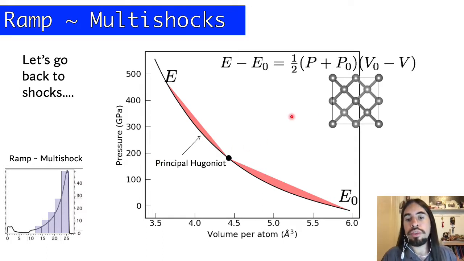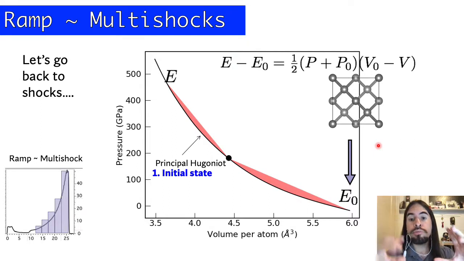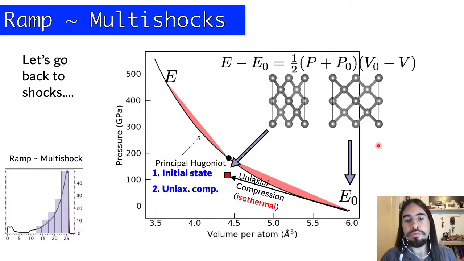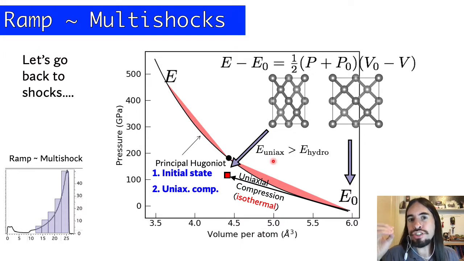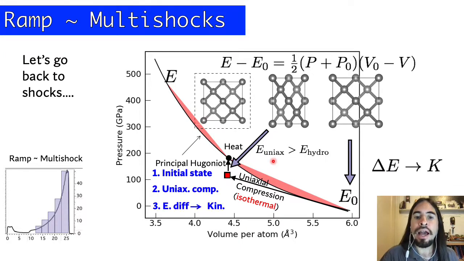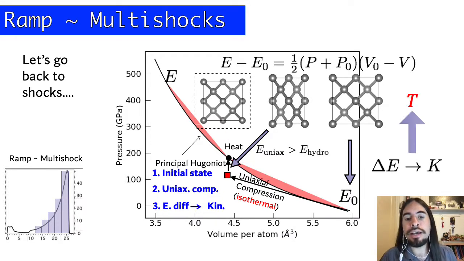We will start with a state of initial energy E0 that will be in hydrostatic equilibrium, and we will uniaxially compress the sample as the experiments do. So this uniaxially compressed state will always want to relax to the hydrostatically compressed state, which means that the energy of this state is higher, and we will put that energy difference back into the sample to increase the temperature, and the temperature will be obtained as a result of this energy increase.